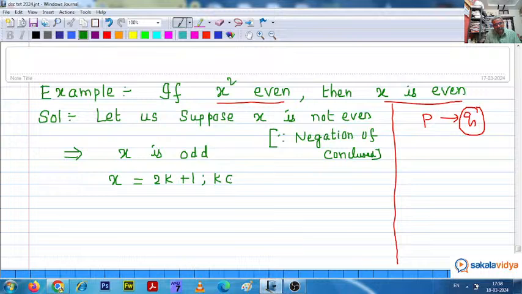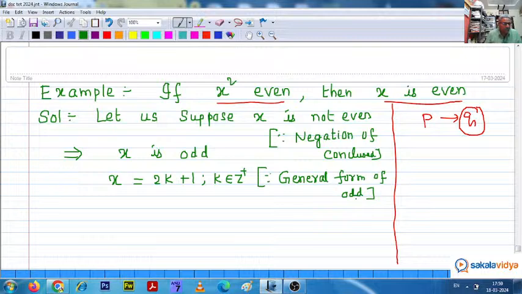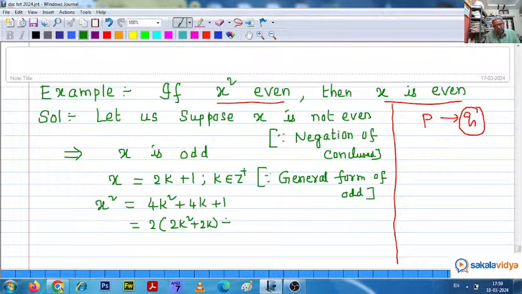K belongs to positive integer, since this is the general form of the odd number. So, squaring on both sides, again you get x square is equal to 4k square plus 4k plus 1. Again take 2 common, you have 2k square plus 2k plus 1. Say this is L, 2L plus 1. This is nothing but odd.